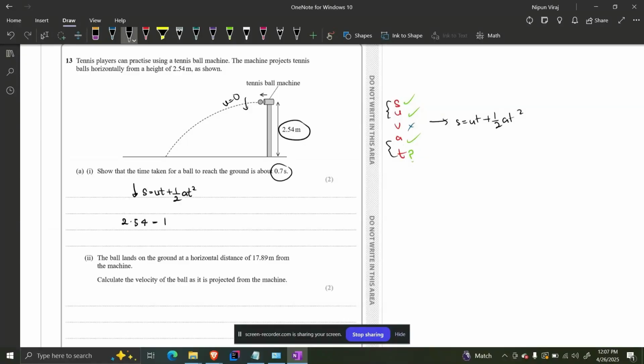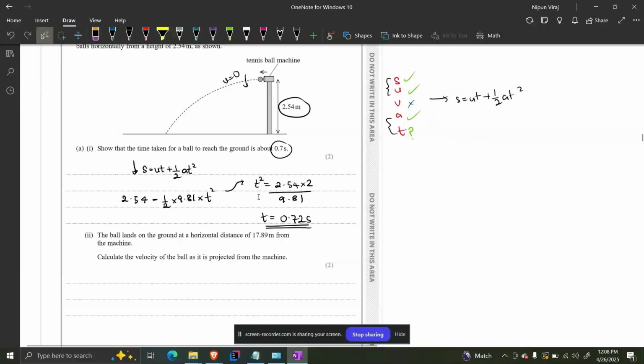u is 0, so we get half g t squared. So t squared is equal to 2.54 into 2 divided by 9.81, and t will be 0.72 seconds. I think it is clear.